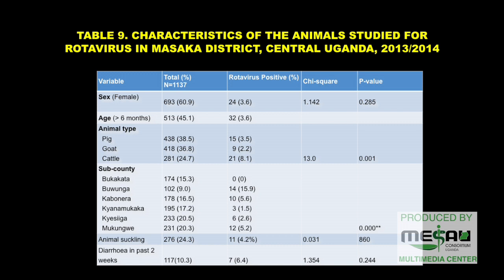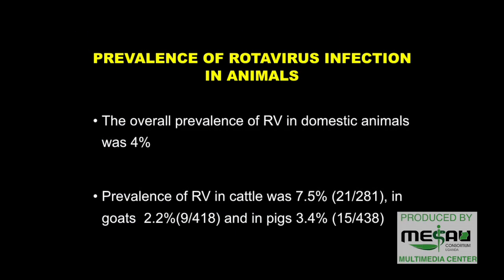The proportion of rotavirus positivity was higher in the cattle compared to the rotavirus prevalence in the goats and pigs. This was a significant difference in the proportions. Also, we found a significant difference of rotavirus infection in the different sub-counties we studied, and this is the Fisher's exact value. So the prevalence in the animals, as I've already mentioned, was 7.5% in cattle, 2.2% in goats, and 3.4% in pigs, and the overall prevalence was 4% in the whole population.